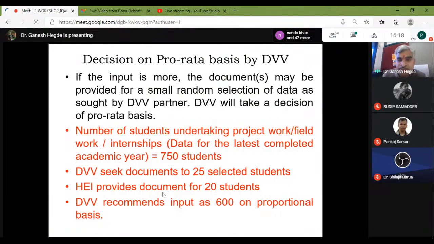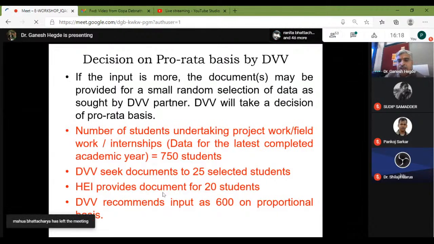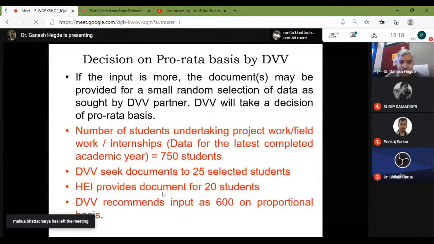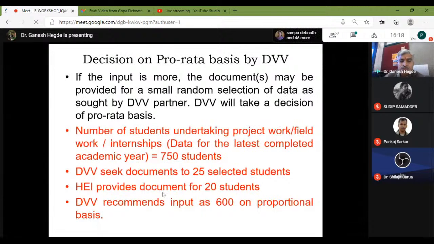Decisions will be made on a pro rata basis. Suppose you give wrong data to the NAC, for example, the number of students undertaking project work, field work, and internship data for the last completed academic year. We have told them there are 750 students. So the DVV asked for 25 students as the selected data. Suppose you provide only 20, what will happen?